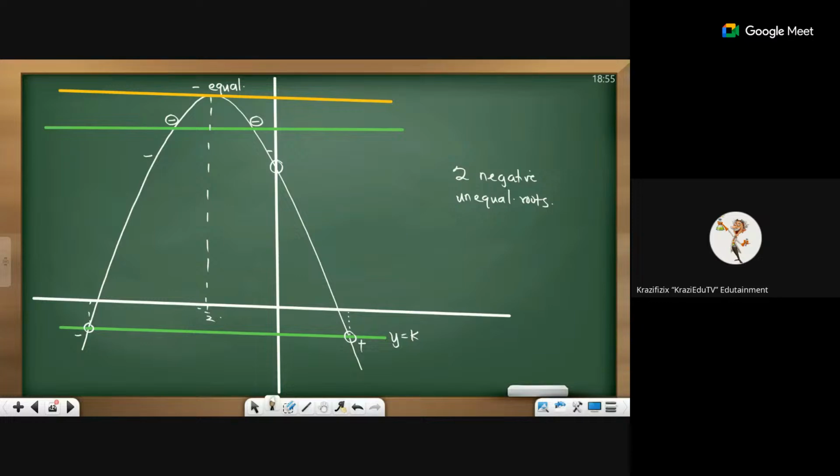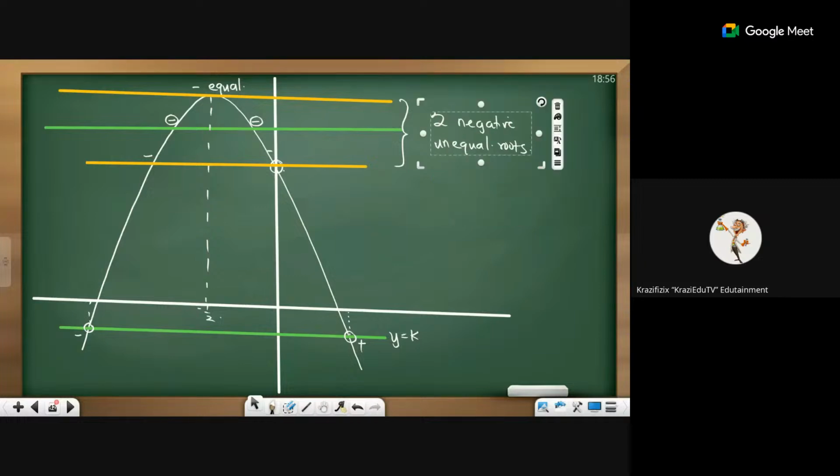But we said for us to have two negatives that are not equal, it should be between these two values. Why? At this point, we have x equals 0. And at this point, we have equal roots. But anywhere between here, we are going to have two negative unequal roots, points of intersection, or two unequal x values of the point of intersection.